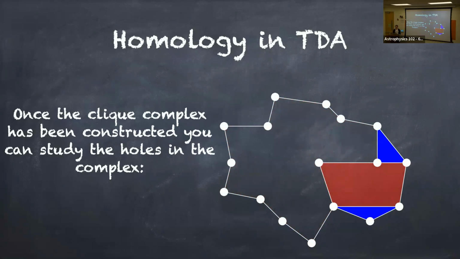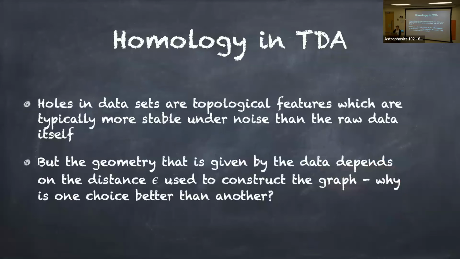Okay, so this is very, very simple in this example. We constructed the graph, constructed the complex, and we found out that in the end, our topological space has two holes. And as I said, these holes are topological features of data sets, which are typically much more stable to noise than the raw data itself.